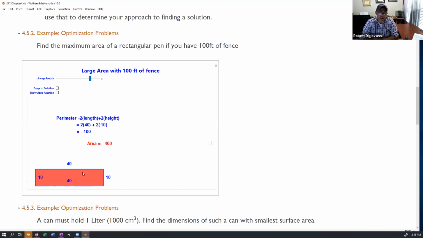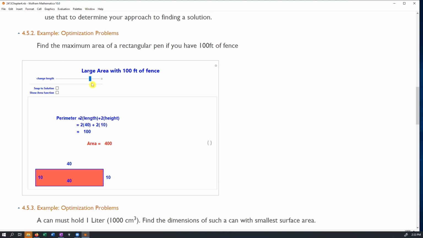But what's the area of this thing? Well, I have the computer calculating it for us. It would be 40 times 10. So the perimeter of this rectangle is 100. The area is 400. If I reshape this rectangle and still tell you it has to have a perimeter of 100, are we going to get the same area no matter what we do? What do you think? Am I having to stay at 400 for the area, or will it be different? It'll be different.